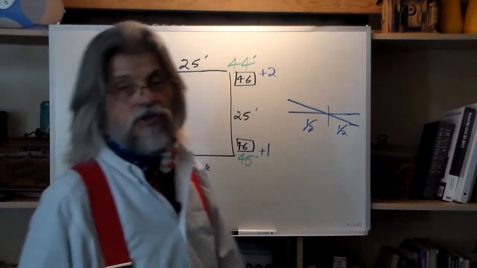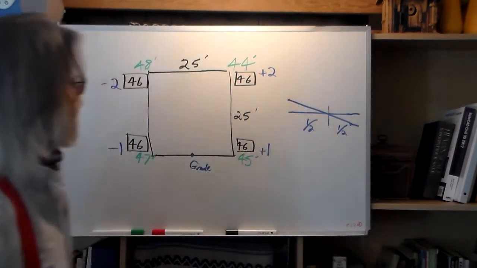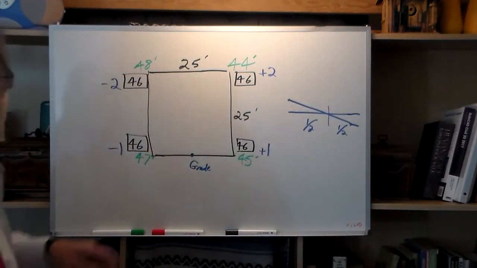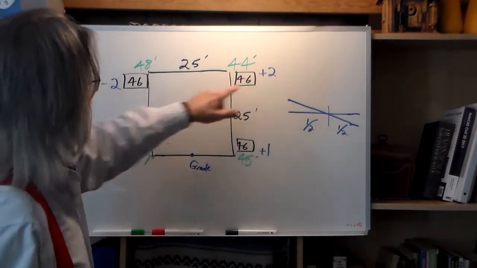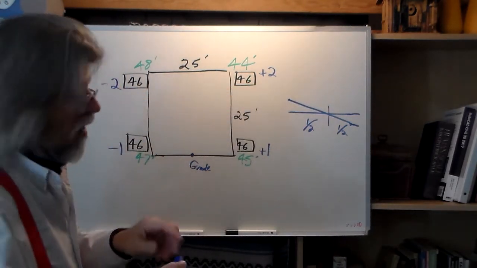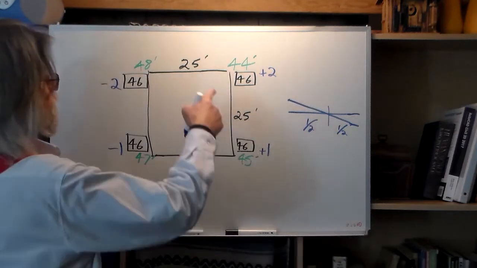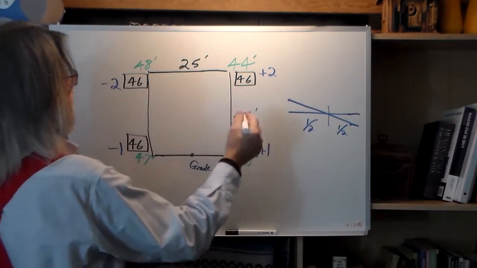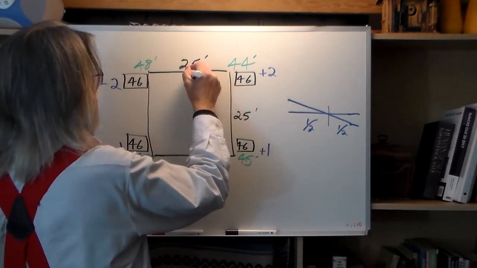That one, we didn't even have to do the math. We could eyeball that. We didn't have to think about it very much. And look up here. We're 2 foot low. We're 2 foot high up here on top too. And the same thing is half and half. That means the grade point is right in the middle.